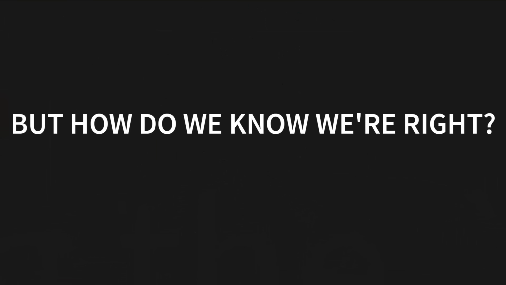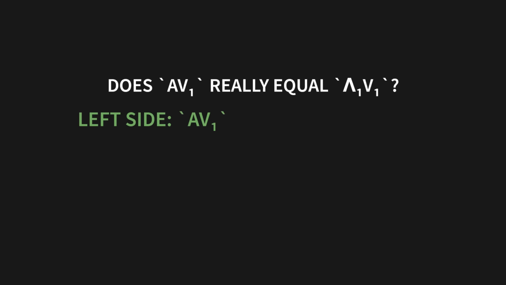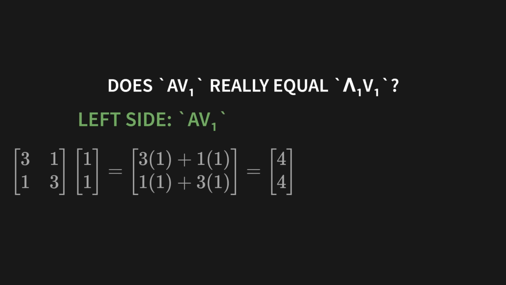But how do we know we're right? Let's verify. Does A times v1 really equal lambda 1 times v1? Left side, our matrix 3, 1, 1, 3 times the vector 1, 1. The result is 3 times 1 plus 1 times 1, and 1 times 1 plus 3 times 1, which gives us the vector 4, 4.